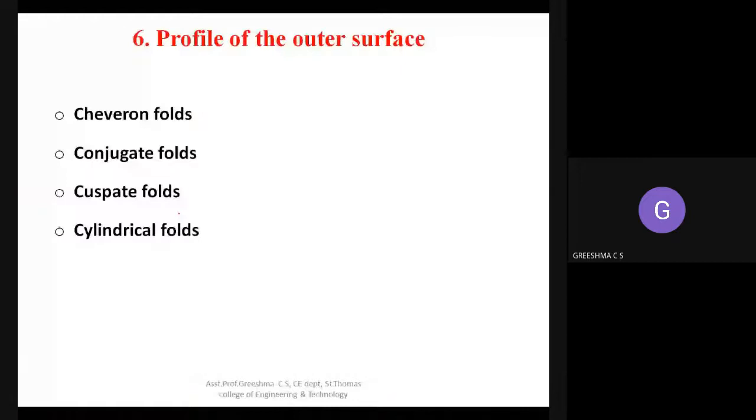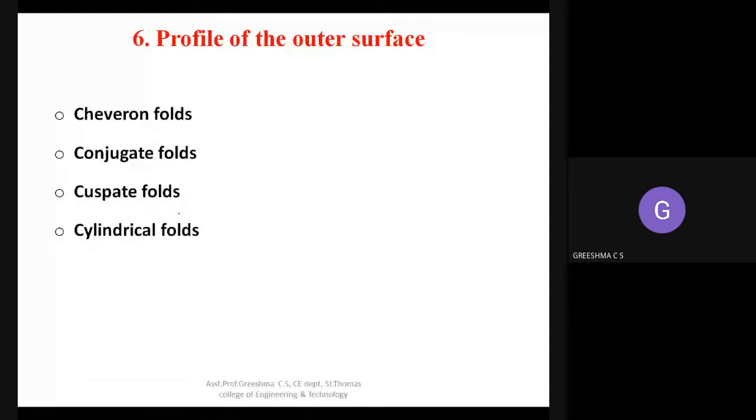And the last one is based on the profile of the outer surface. It is classified as chevron fold, conjugate fold, cuspate folds, and cylindrical folds.